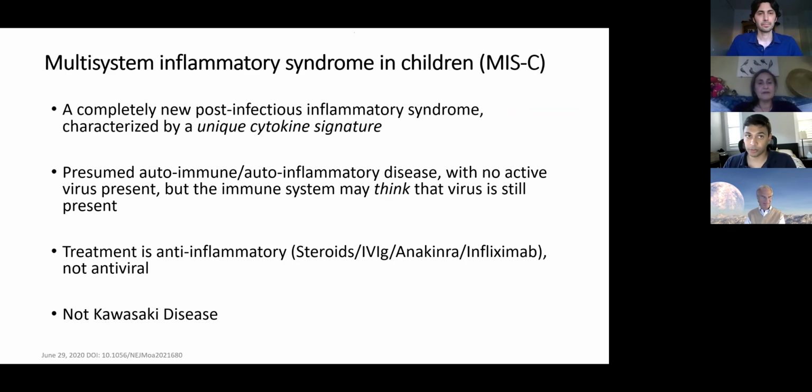And so the treatment for MIS-C isn't antivirals. You're not trying to get rid of the virus anymore. You're actually trying to calm the inflammatory system, the immune system and inflammation down. The other thing we should mention as well is that this is not Kawasaki disease. When we first started seeing these children, there was some concern that this was Kawasaki disease, but we know now that these are two separate entities altogether.